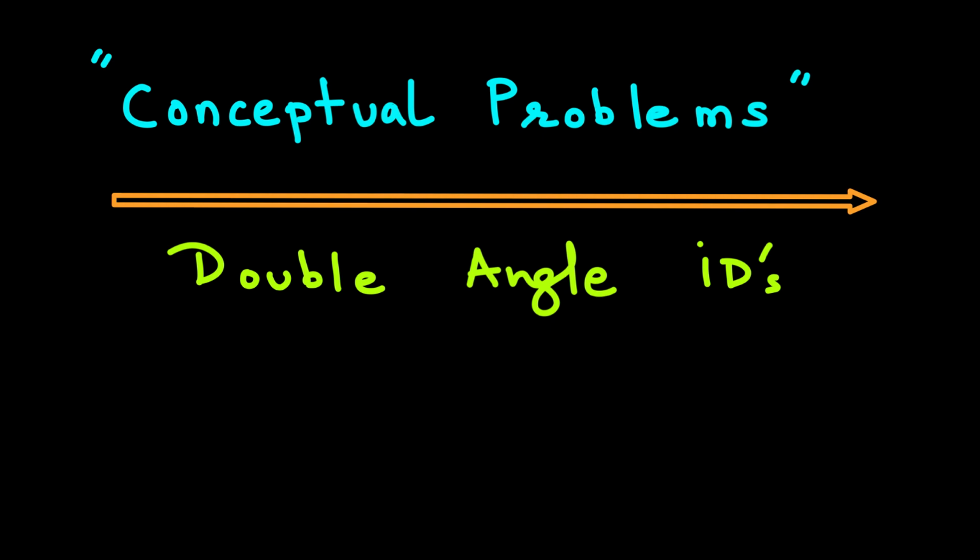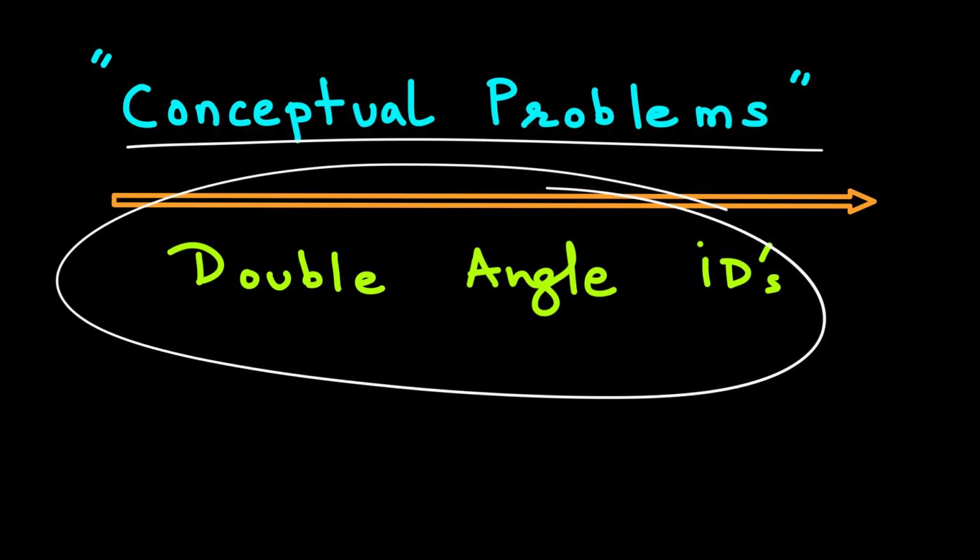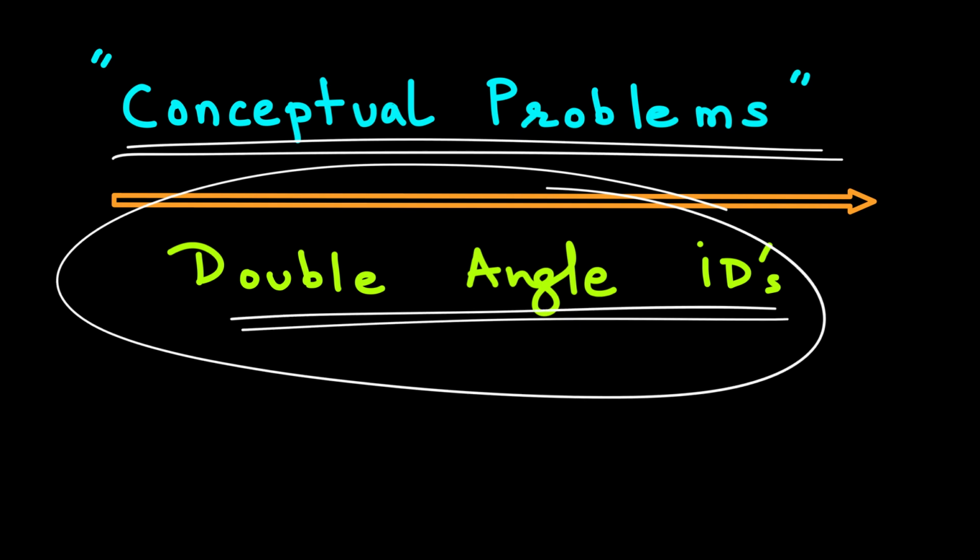In this video, we will solve some conceptual problems related to double angle identities. Let's revise the identities first. We have three identities. The first one is sine of 2a is 2 sine a cosine a.